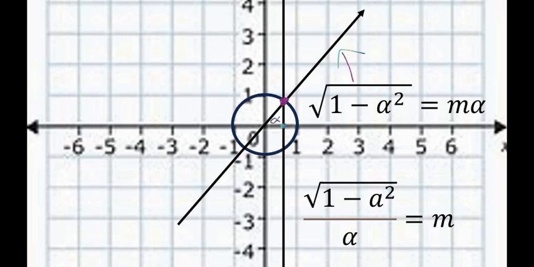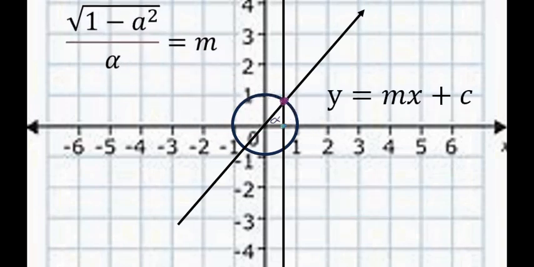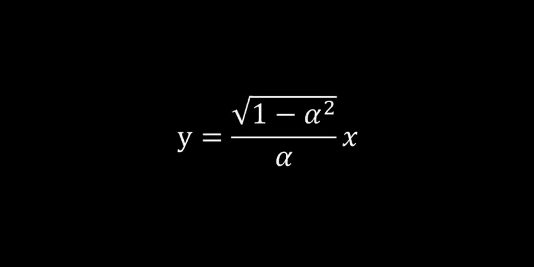Now let's bring back the general equation for the line. Y is equal to mx plus c. Put m here and c will be 0 as always. And then we end up with y is equal to the square root of 1 minus alpha squared upon alpha times x. So hopefully you got this answer.